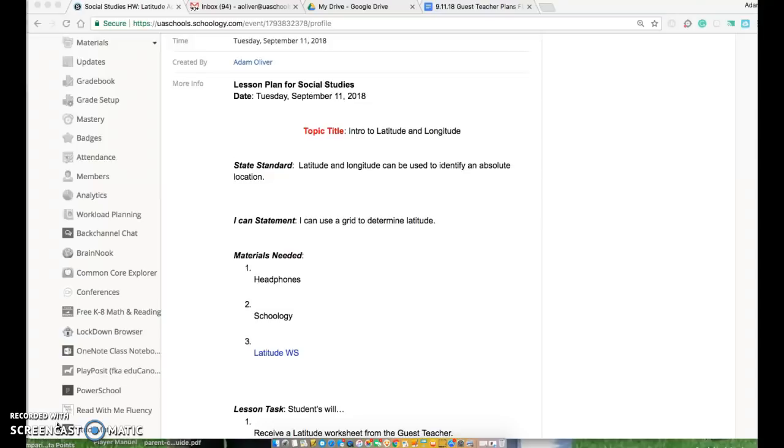Today we're going to build off of our knowledge of latitude and longitude. And really we're going to be building off the idea of latitude. Our state standard for today is that latitude and longitude can be used to identify an absolute location. And our I can statement is I can use a grid to determine latitude.